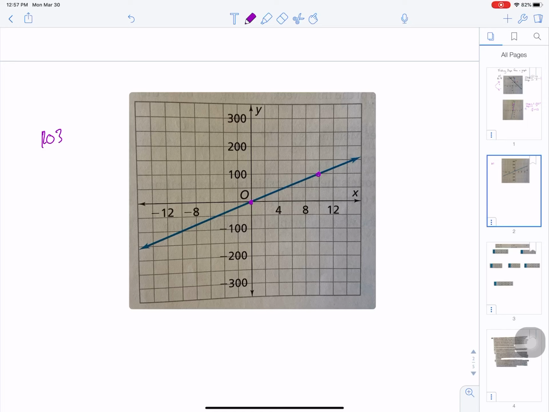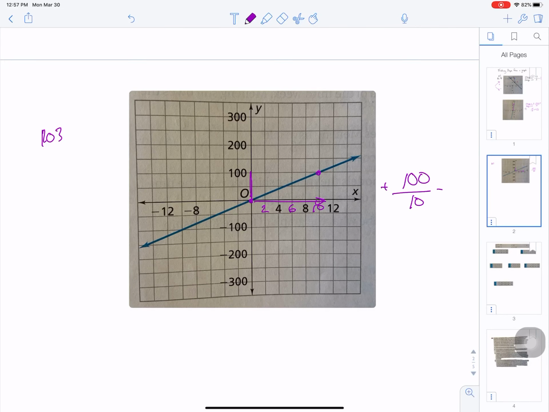So if these are going up by 2s, I know this is 10, and looking up, it goes up 100 and over 10. And we know this is positive, so 100 divided by 10 is 10. So that is a positive slope of 10. That's it for now.